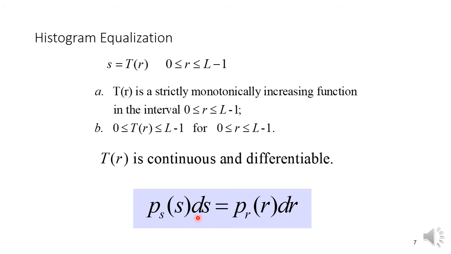So here, probability of S, ds equals probability of R, dr. So the probability on the output is the same as the probability which we were having on the input R.